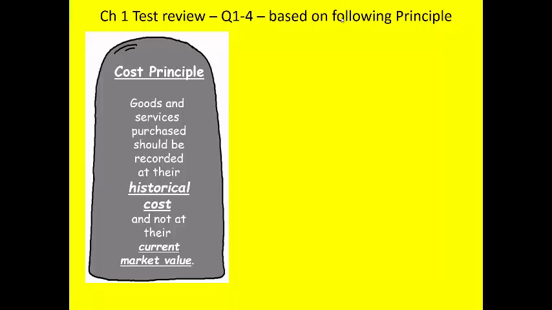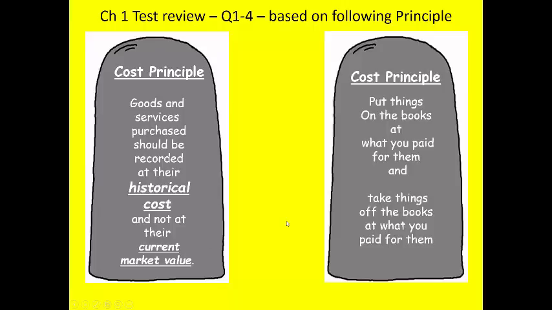the cost principle, where it says goods and services purchased should be recorded at their historical cost and not their current value. That's a very important concept in this stage of your accounting career. What that really means is when you buy something, you put things on the books at what you pay for them, and you take things off the books at what you pay for them. So now let's take a look at these first 4 questions based on this concept.